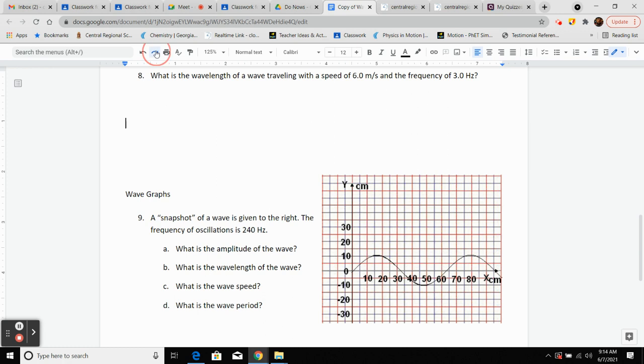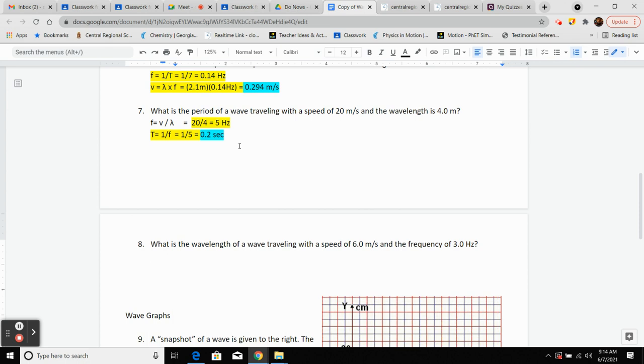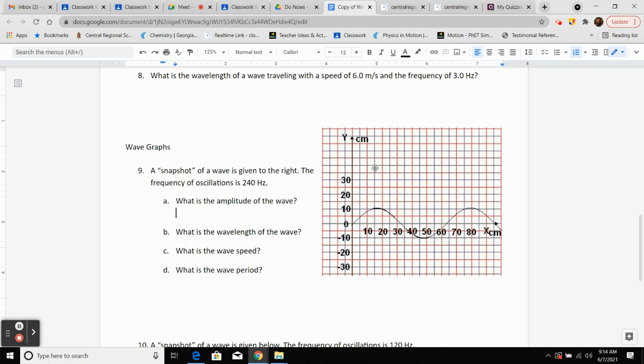But let's scoot down to the graphs. Number 7, final answer was 0.2 seconds. So now let's scoot down to our graphs here. It said we have a snapshot of this wave given to the right. It has a frequency of 240 hertz, so keep that in mind. That will come into play. What is the frequency of this wave? 240 hertz. Okay, well, what is the amplitude?